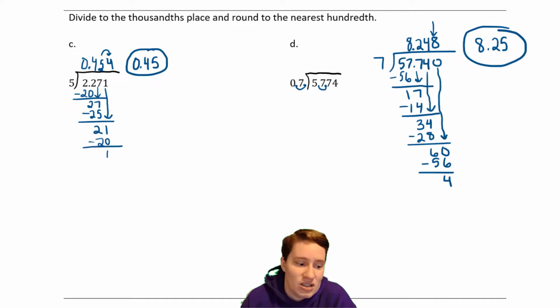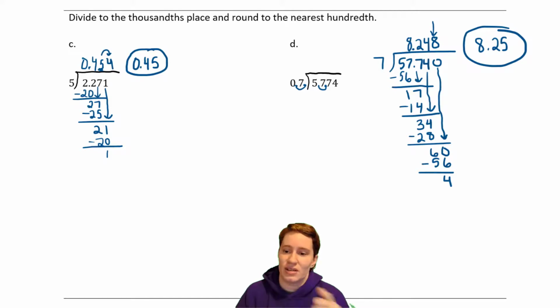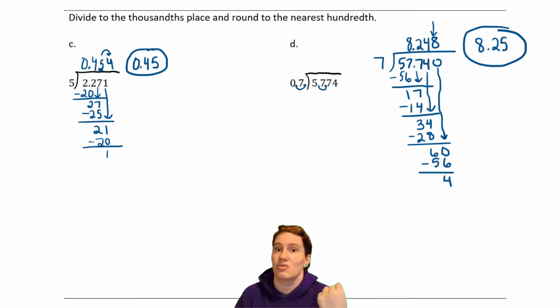Okay, so we've done 2 of our 4 possibilities. The first one, we just added zeros until it ended up dividing evenly. This one, we went to 3 decimal places so that we could round to 2 decimal places. What are our other options?